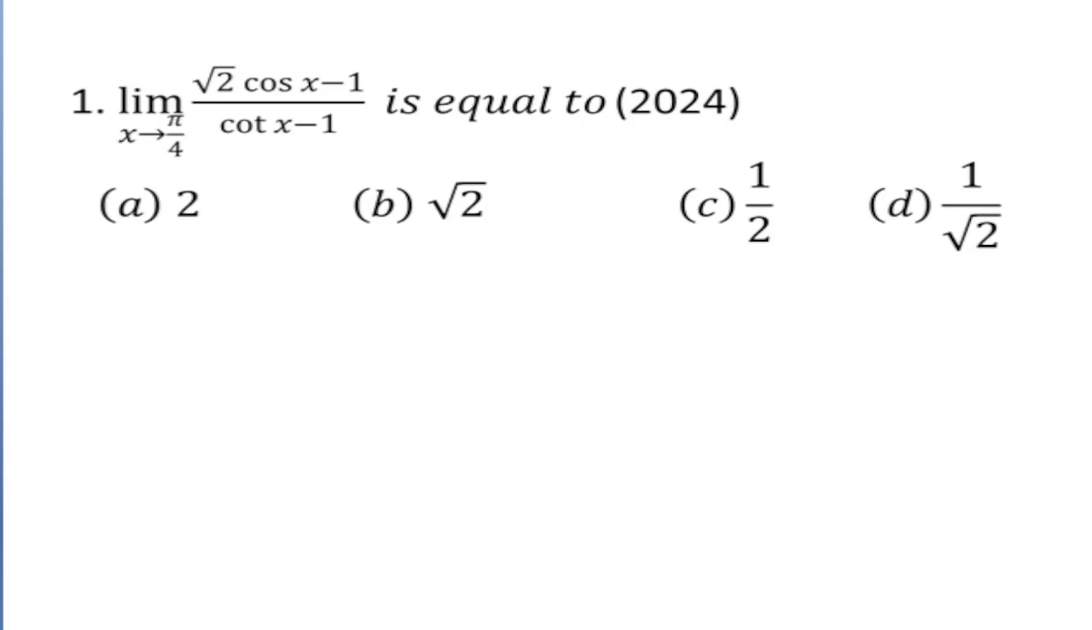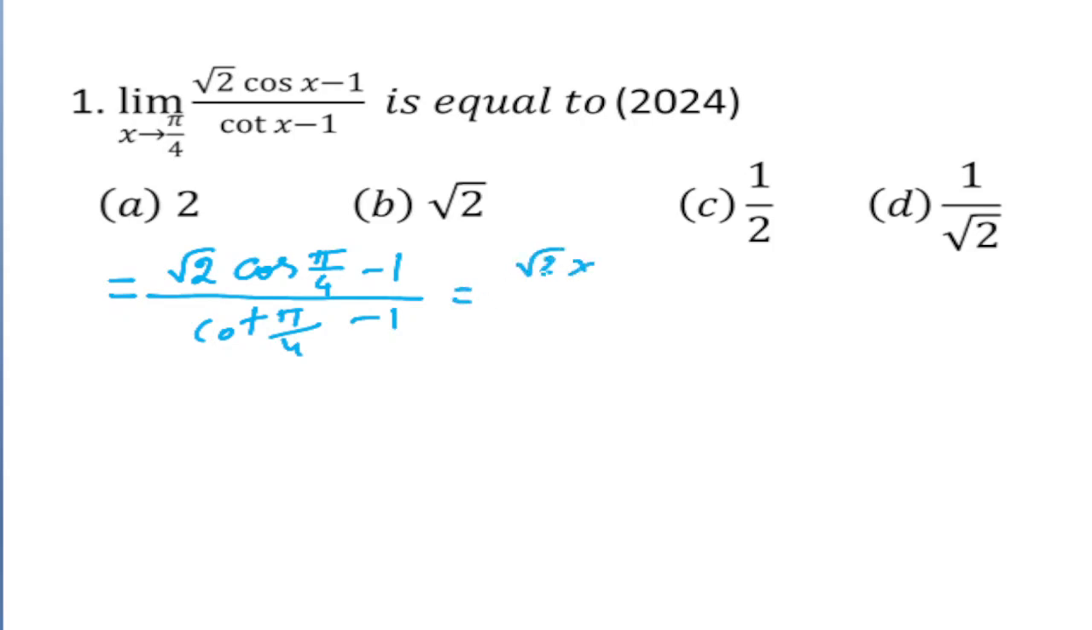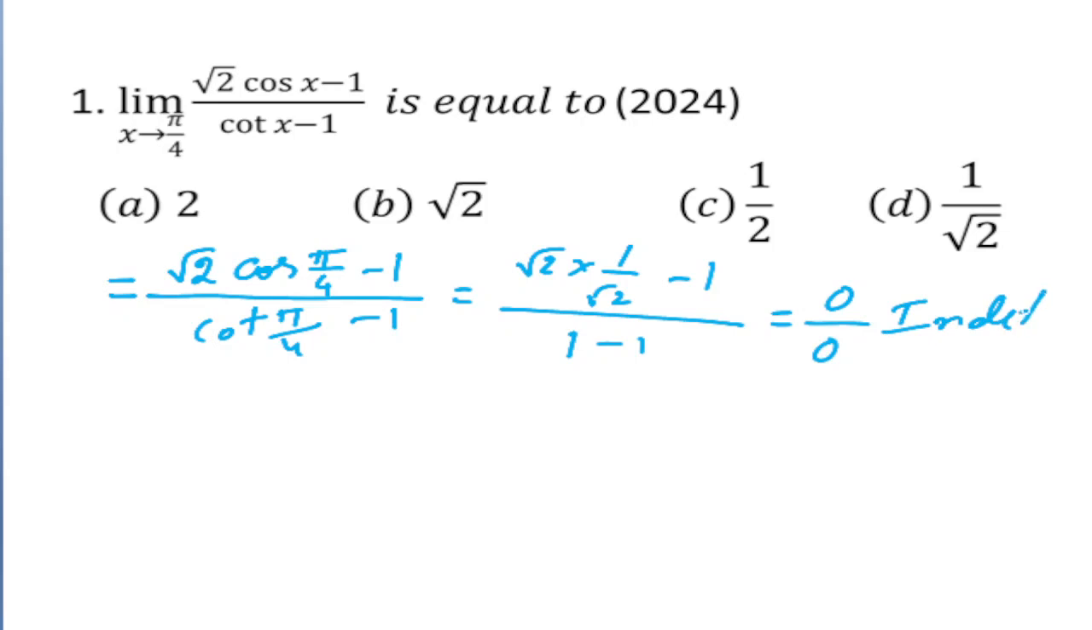For these kind of questions, first let us apply limit directly. Now for this question, if you apply limit directly, what we are going to get friends here, √2 into cos pi by 4 minus 1 divided by cot pi by 4 minus 1, and here in the numerator cos pi by 4 value is 1 by √2 minus 1 divided by here 1 minus 1. Clearly we are going to get here 0 by 0, which is an indeterminate form. So in this case friends, we are going to apply a rule called L'Hospital rule for further simplification. What does this L'Hospital rule say?